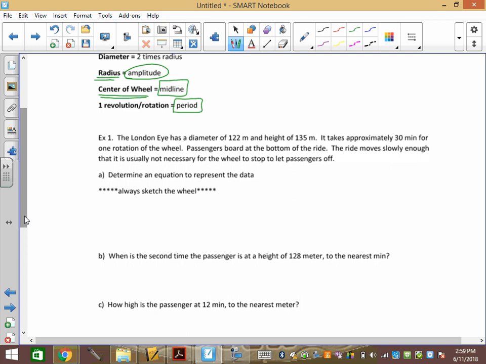Okay? So the London Eye has a diameter of 122 meters. This is not to scale, because I just drew that really large. Anyways, we're going to put that there. Okay. Anyways, this has a diameter. We're going to split it into 4. It has a diameter of 122. So what's its radius?